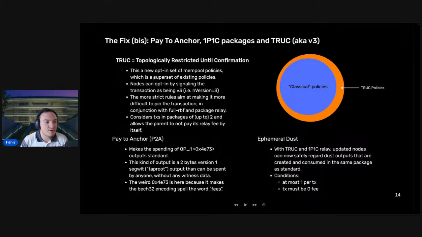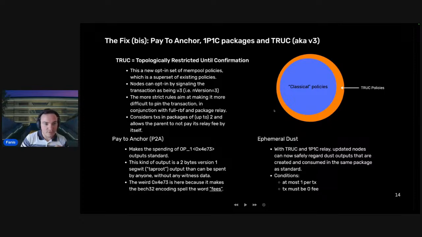And the fact that it is a superset of existing policies means that the rules that these V3 transactions must follow are stricter, are tighter than the classical policies. So that's what I try to represent with this little drawing. So you have the classical policies rules, and the TRUC, I don't know how you pronounce it in English, the TRUC policies include the classical policies and add a few more rules. So it's tighter, it's stricter than classical policies.